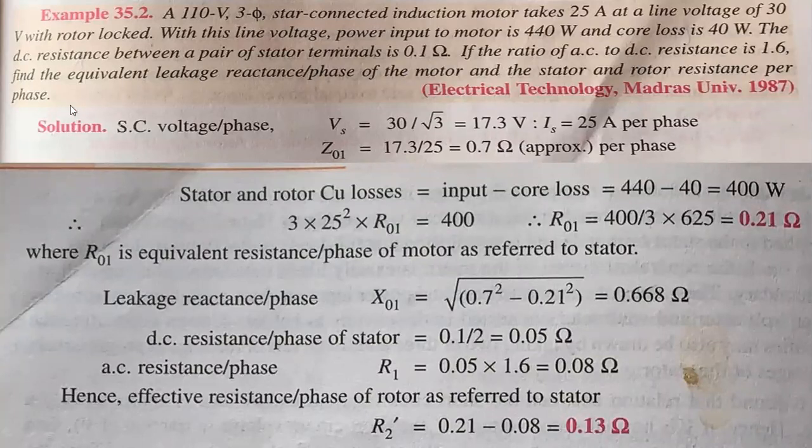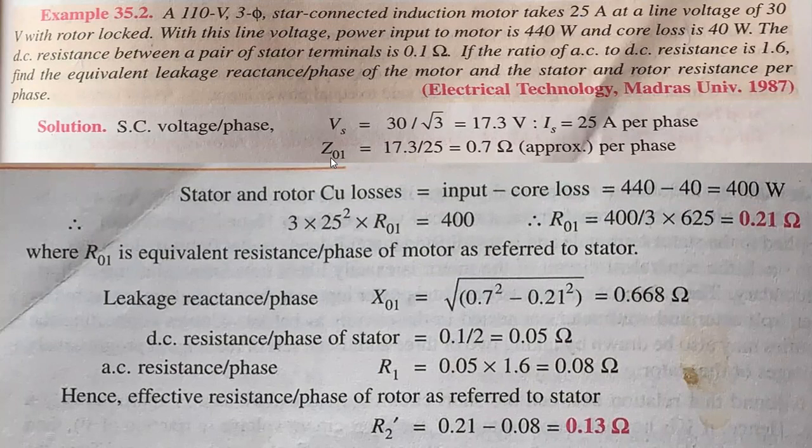See here we have 30 volts, which is given for 3-phase. We have to convert it into per phase. So per phase means 30 by root 3, that is 17.3 volts. At the same time, it is star connected, so every line has 25 amperes. So it is given per phase only, so directly Is is equal to 25 amperes per phase.